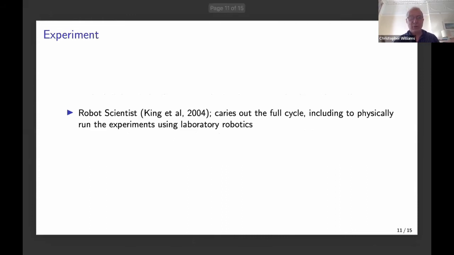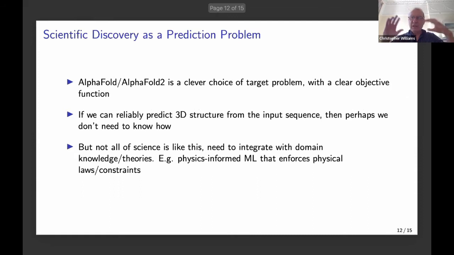Of course, one can also try to automate the whole scientific process. Going back as far as 2004, Ross King's group came up with the robot scientist that carries out a full cycle, including running the experiments using laboratory robotics, for a fairly restricted domain. So I guess that's taking that cycle that we talked about and looking at the various aspects of it and seeing where AI and machine learning methods can help.